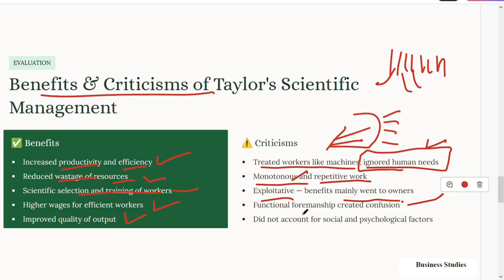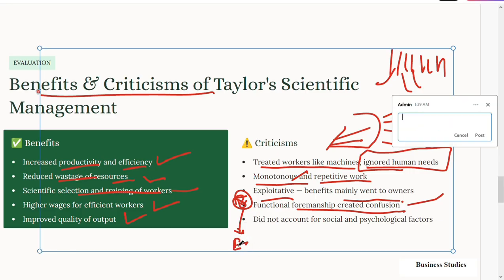Functional foremanship created confusion. Some people say it is not required for 8 people to give orders to one employee. This is one of the things wherein people do not agree with him, that 8 people should give orders to one person, because that will bring chaos in the factory or the organization, right?